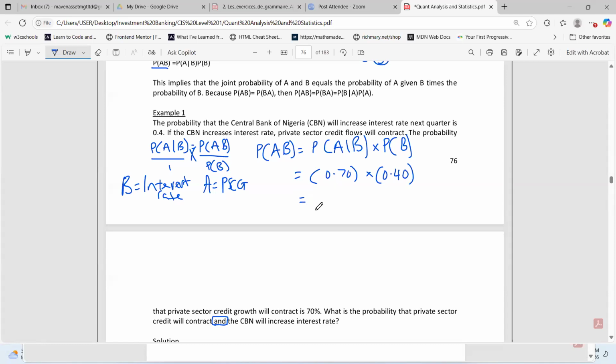Does this make sense, please? Multiply it together, you have 0.28. I want to hear from you. Does this make sense? Yes, makes sense. Good. So, any other person? Somebody else?